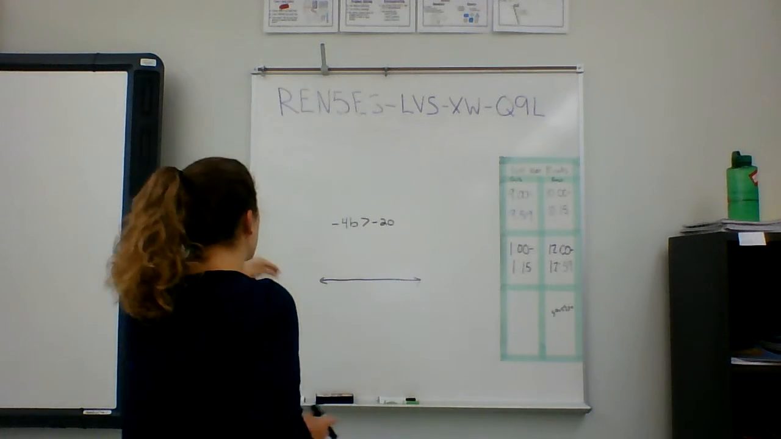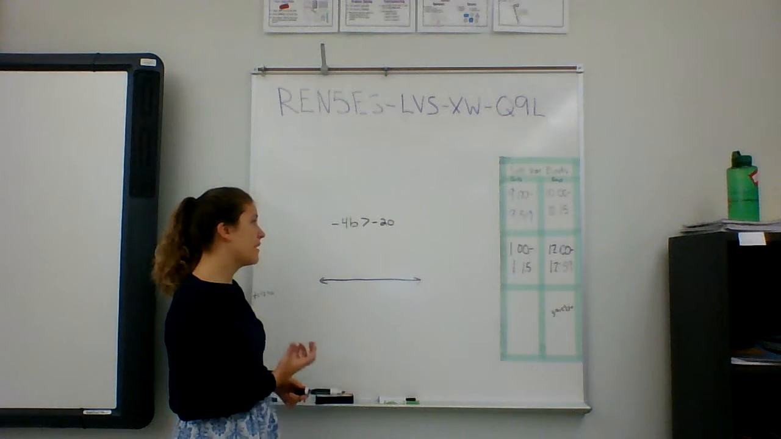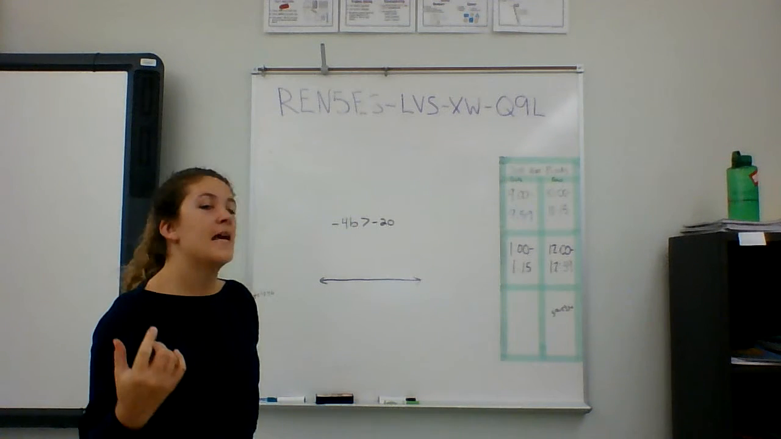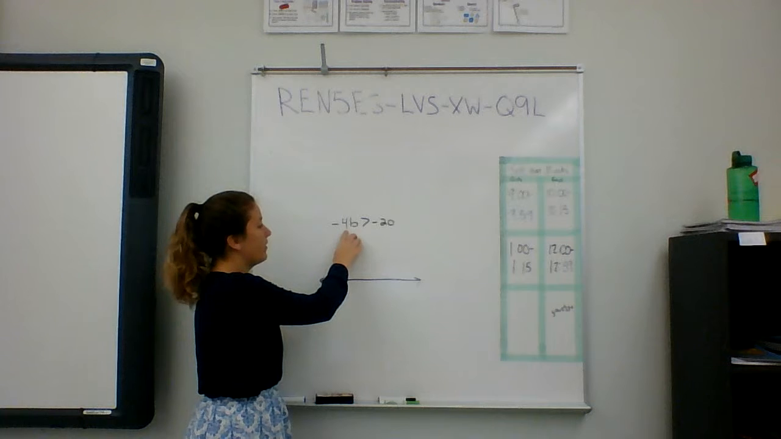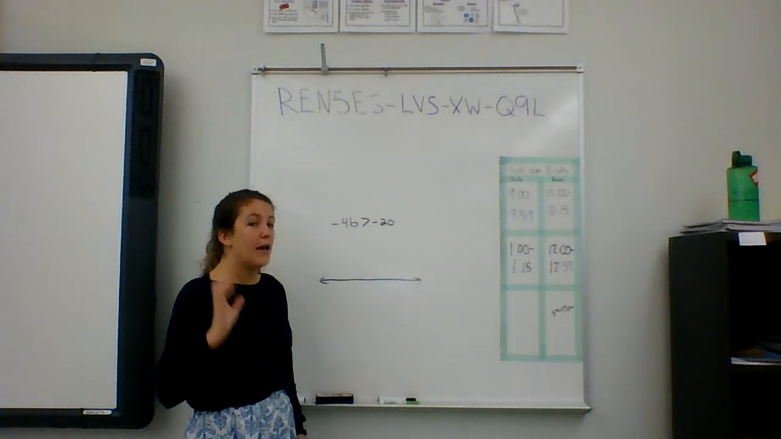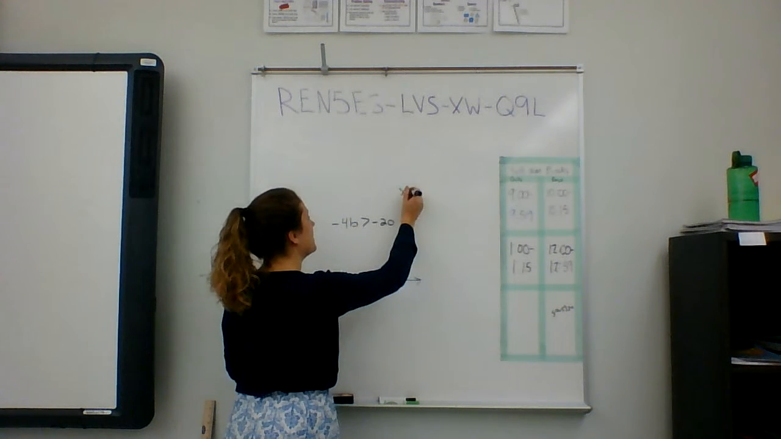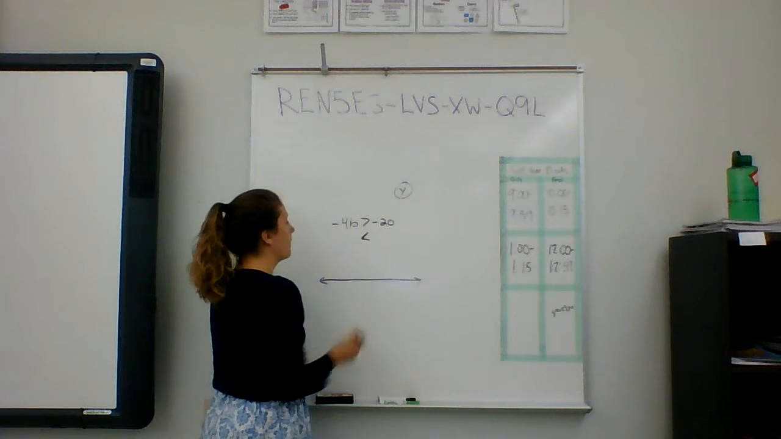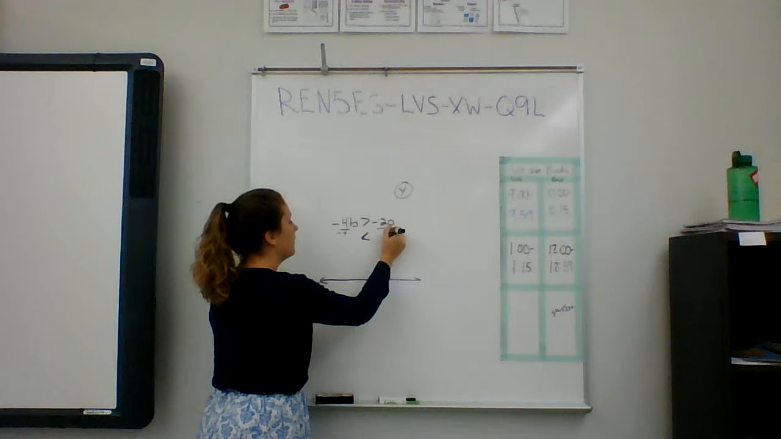So here's the problem we're given. Negative 4b is greater than negative 20. I know that I'm going to have to flip the inequality sign if the coefficient, the number in front of the variable, is negative. This is a negative 4b, so I know that I'm going to have to divide each side by a negative. So I'm going to circle yes, that I need to flip the sign. Right away I'm going to flip it.